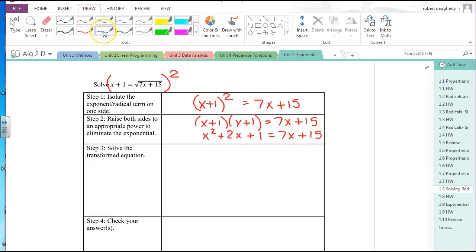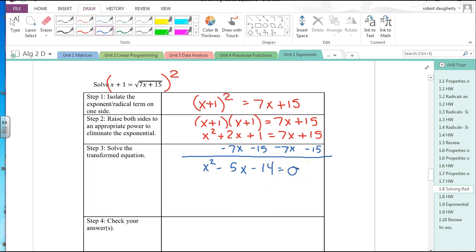And then what do I do to get this solved? I like it to be equal to what? 0. I can do that by doing what? Subtracting 7x and 15 from both sides. So x squared, what's 2x minus 7x? Yeah, minus 5x. And then what's 1 minus 15? Yeah, negative 14.